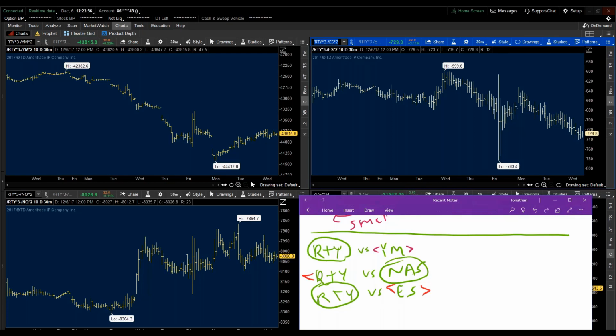Okay? So then what I would do, just using these 3 charts, and I'm using them on a 30-minute. Again, you could use these on a 15-minute or a 60-minute. I'm just walking you through these examples. Because the Russell is weak to the NASDAQ and strong to the other two, we can cancel the Russell out. And then we could just look that the NASDAQ seems weak relative to the Dow and relative to the S&Ps.